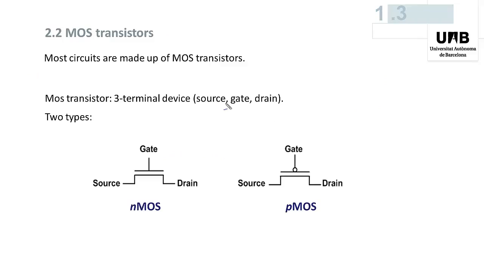Next point is the MOS transistors. Nowadays, most digital circuits are made up of MOS transistors. MOS transistors are very small devices. A large integrated circuit might contain millions of them. They have 3 terminals called source, gate, and drain. And there are 2 types of MOS transistor, depending on the majority carrier. Those types are NMOS and PMOS. In the case of the PMOS type, observe that a little circle has been added to the gate terminal.